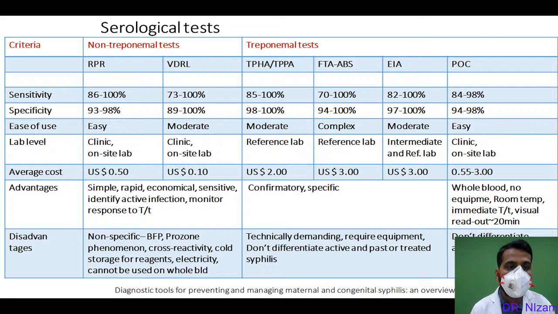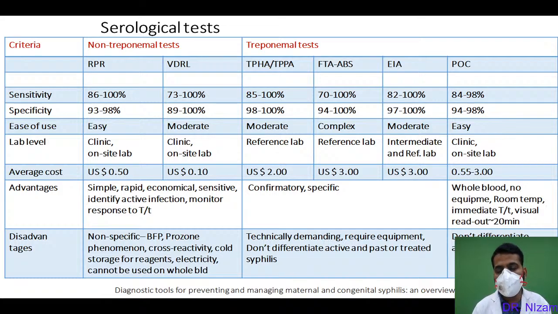Then coming to the serological tests, this is the expanded table, with the sensitivity and specificity of the treponemal and non-treponemal tests, and in the previous slide I discussed the percentages. Then ease of use: non-treponemal tests are easy to use, or moderately hard, while treponemal tests are very complex and not that easy, and POC is definitely easy. As for the lab level, non-treponemal tests can be used in the clinics, in the OPDs or on site, whereas treponemal tests can be used only in the reference laboratory or tertiary setup.